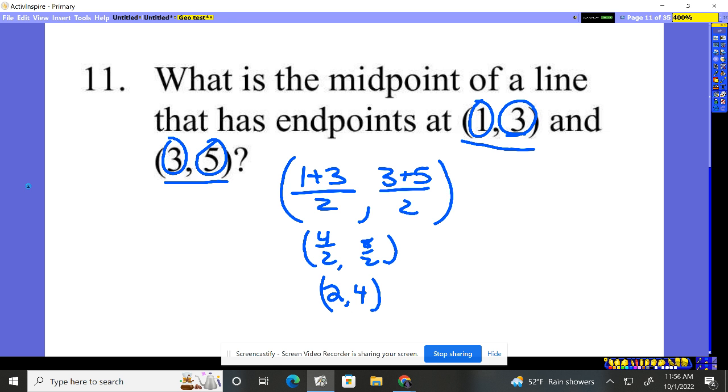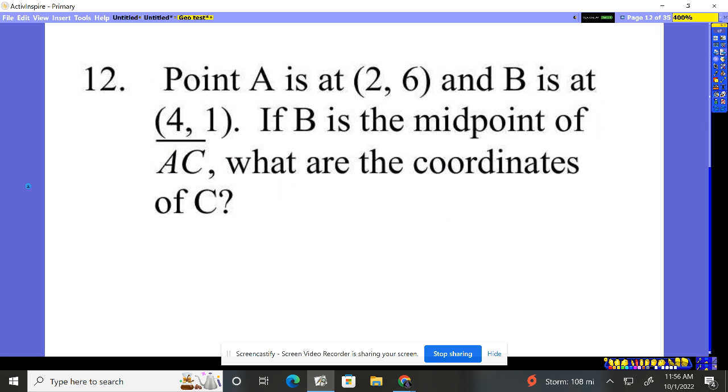And again, when I was saying 1 and 3, the middle of that you should see is 2. What's in the middle between 3 and 5? 4. So the midpoint here is (2, 4). We should never miss those. The midpoint, the middle, we add them together and divide by 2.